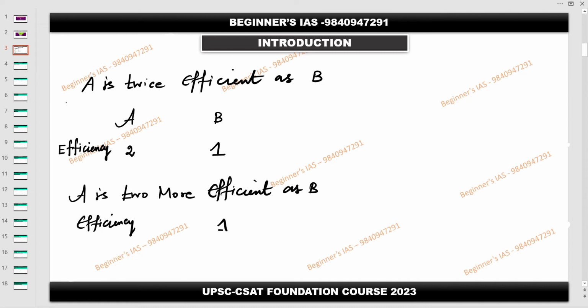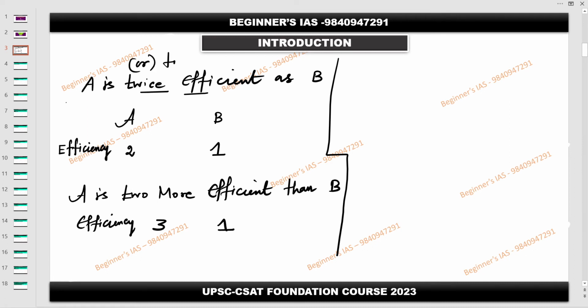Okay, fine. If I am taking A as 1, then what is B? 3. If you want, I will write it exactly: A is 2 more efficient than B. So then this is 3. People understood the basic keywords here. Twice or times means multiply. More or more than means add. So please remember these keywords.